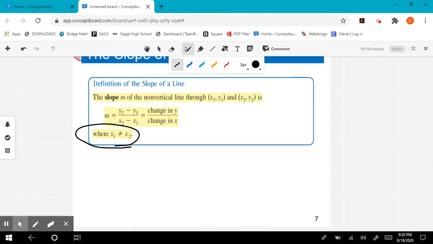Well, right here, if x2 and x1 were equal, when I subtracted them, whatever it is up here in the numerator, I would end up with 0 in the denominator, right? And we know that we cannot divide by 0. So this statement right here is just ensuring that we do not divide by 0 or get an undefined term.